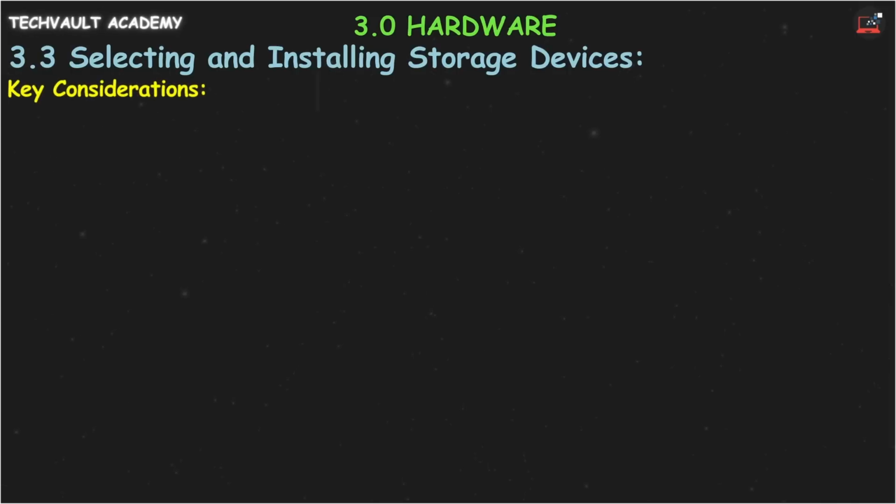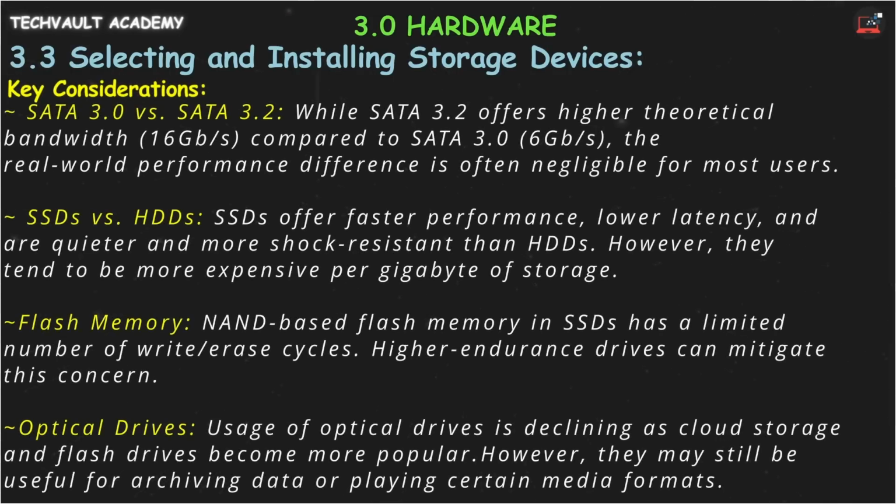Key considerations: SATA 3.0 versus SATA 3.2. While SATA 3.2 offers higher theoretical bandwidth, 16 GB/s, compared to SATA 3.0, 6 GB/s, the real-world performance difference is often negligible for most users.